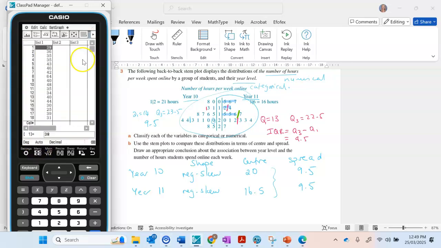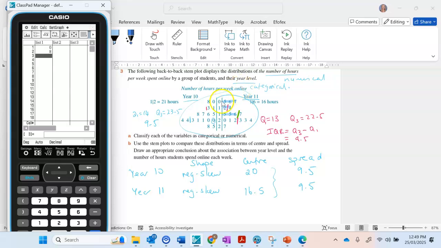So we go menu, statistics, anything written here we can just clear. All right, so I'm going to do year 10 in list 1. When we're reading the left side, remember we do a 0 first and then the next number. So this first one is going to be 0, and then we've got 8. Don't forget that 0 is also a number. There is one person who spent 0 hours online.